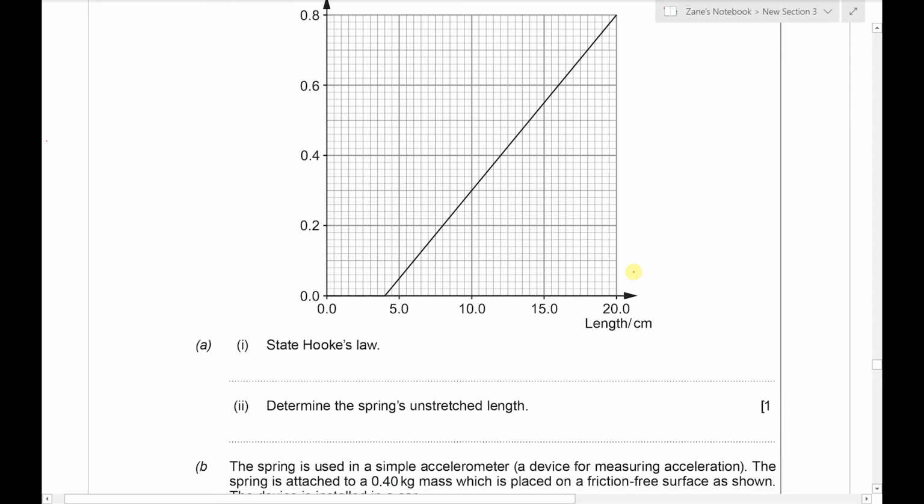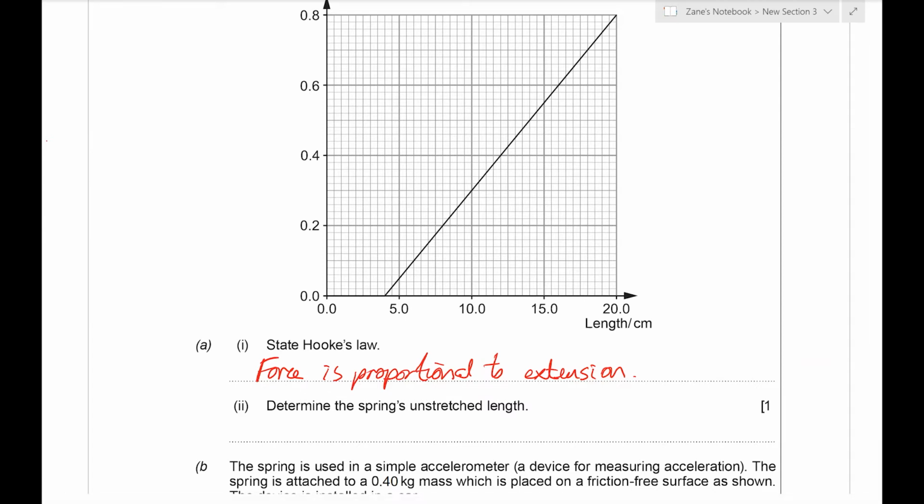Now there's not a lot of room here, so especially because it's 1 mark, we can get away with a simple statement that the force or the load is directly proportional to the extension. Ideally, we'd also want to add, provided that we haven't exceeded the limit of proportionality, but there's not really enough room for that.